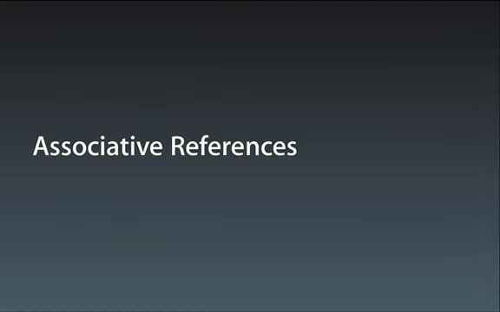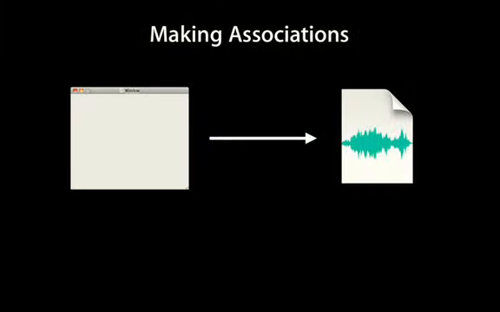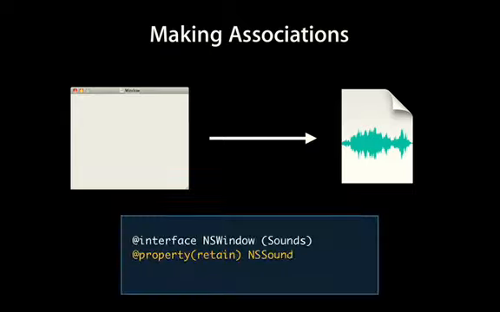So now I want to talk about a brand new feature of the Objective-C runtime in Snow Leopard. It's called associative references. Imagine you're writing an application, and you get the bright idea that whenever a window, every unique window kind, comes to front, it plays a sound. So you could model this using a category. You just say, well, all my windows will have a property called sound.